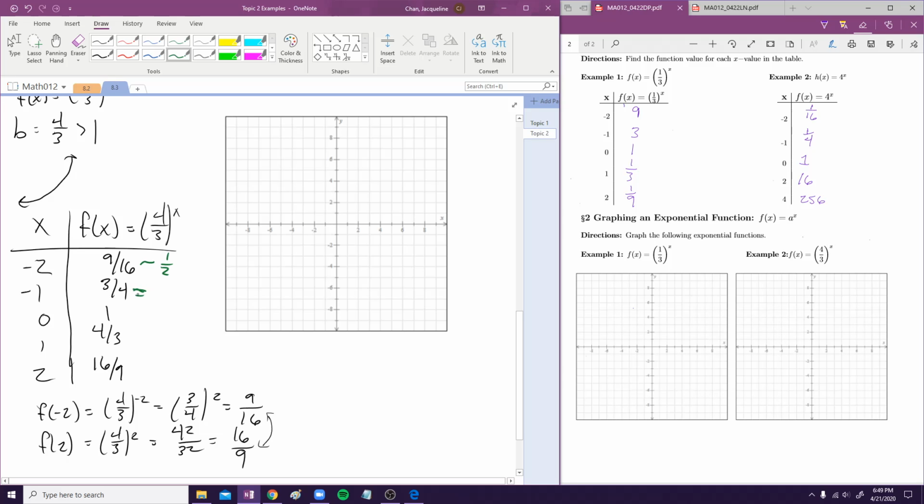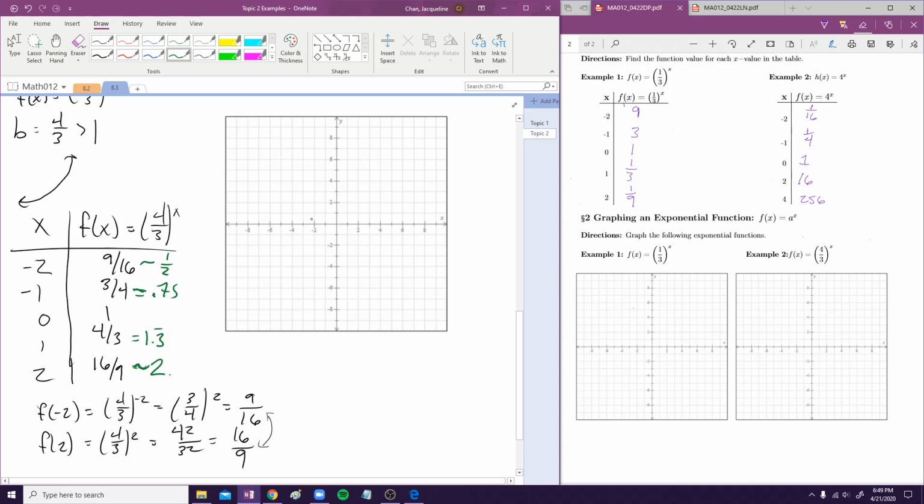This we know is 3/4, so it's 0.75. It's 1. 4/3, that is 1.3 repeating, because if you take a whole 1 away, you're left with a third, and 1/3 is 0.3 repeating. And then 16/9, this is really close to 2, because 18/9 is 2, so this is going to be a little below 2. So now let's plot.